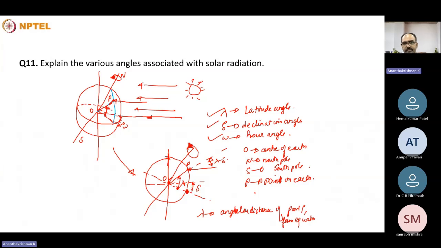For example, India lies between 8 degrees and 32 degrees north of the equator. The southern tip of India lies at a latitude angle of 8 degrees, and the northern tip lies somewhere around 32 degrees north. So it falls in the tropical region. That is called the latitude angle, lambda. The second one is called the declination angle, delta.